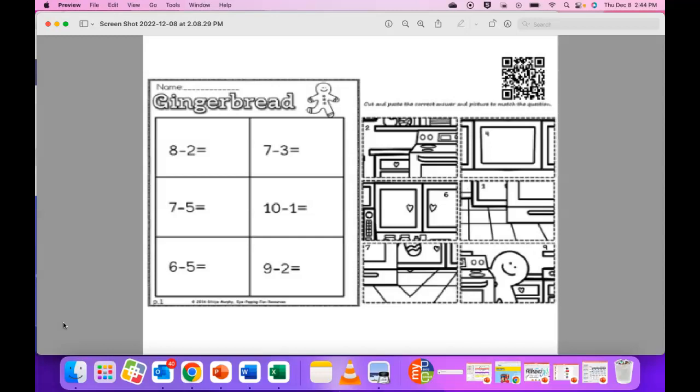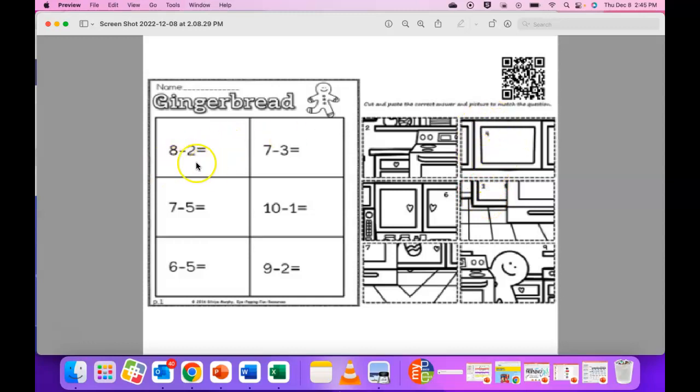Hi friends, this is the gingerbread mystery picture. So you will see there are 6 number sentences over here, subtraction number sentences. And then you will see 6 pictures over here. Now each picture has a little number somewhere on the picture, okay? There's the number 2, the number 6, the number 7, the number 9, the number 1, and the number 4.